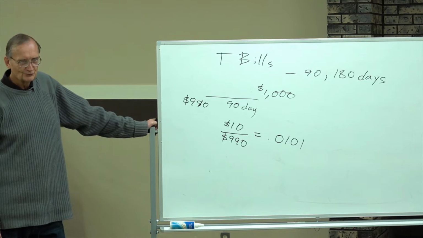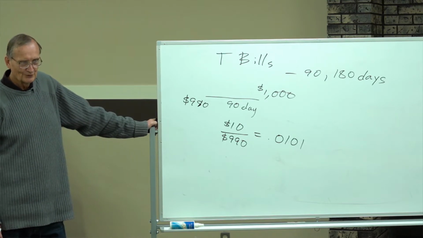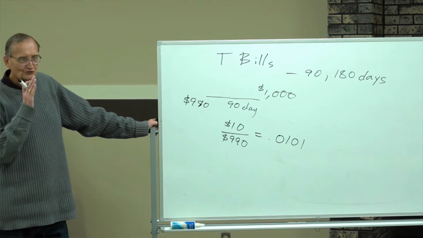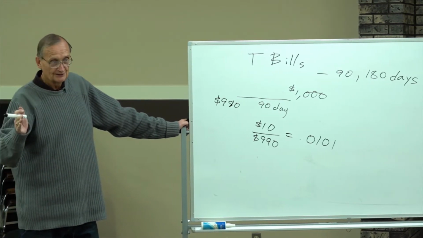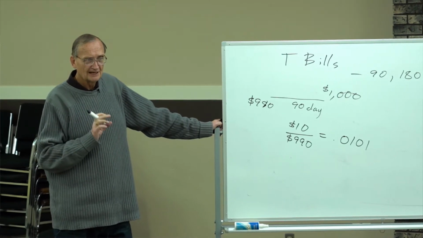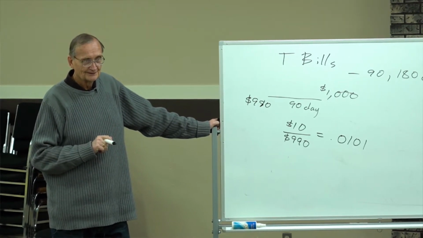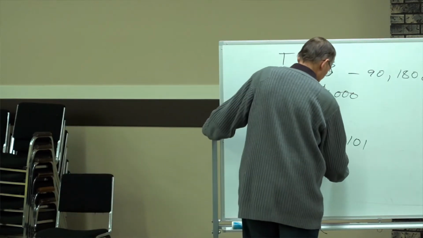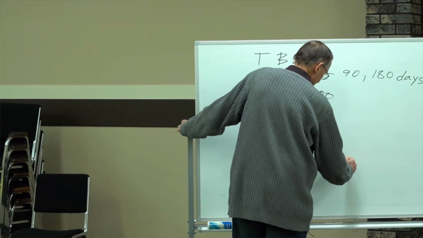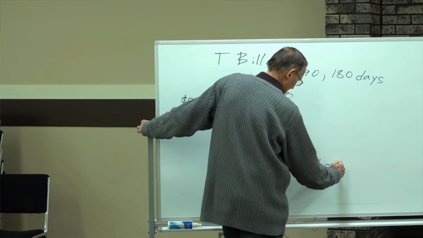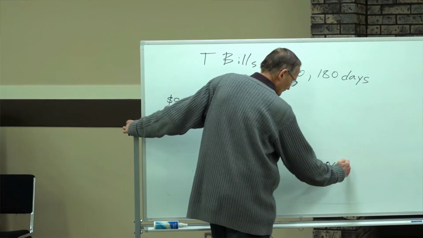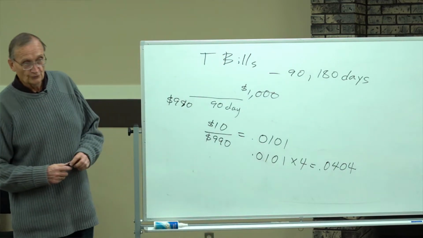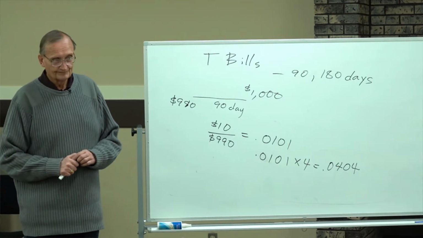But there's a problem with me stating that it's 1.01%. Remember, rates of return are always in terms of a year. How many 90-day periods are there in a year? 4. So I multiply that by 4. Your rate of return is actually 0.0404, 4.04%. You okay with that?